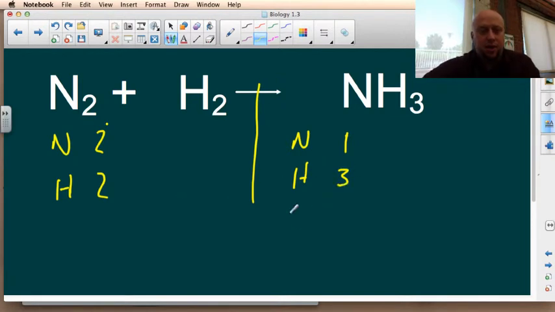So here's the big rule in balancing. You can't change these numbers, the subscripts, you can't ever change those. All you can do is put coefficients in front of stuff. Okay? So that's what we're going to do here. We're going to put some coefficients in front of these things.